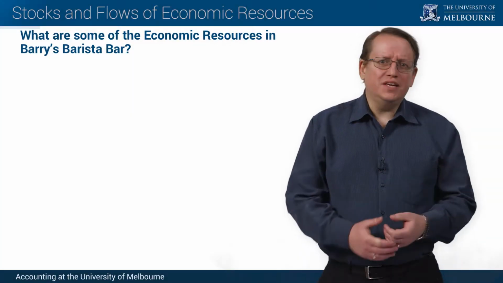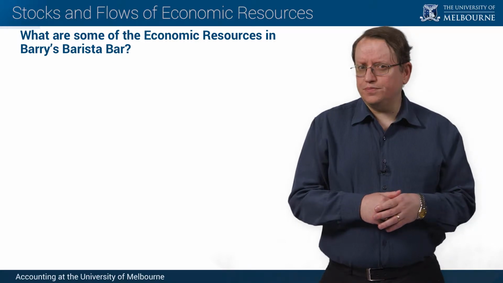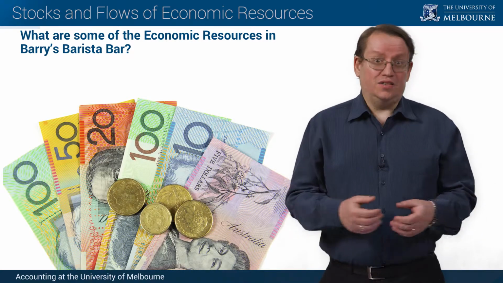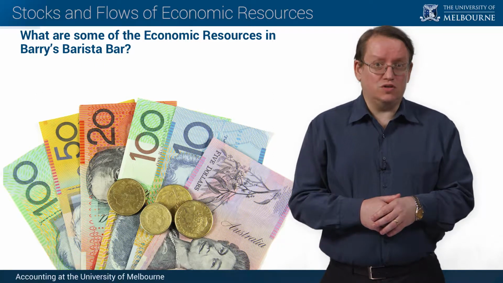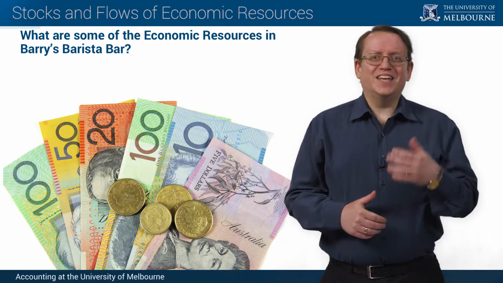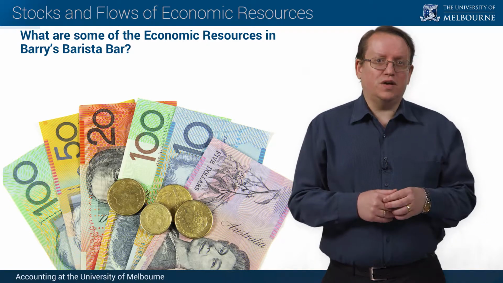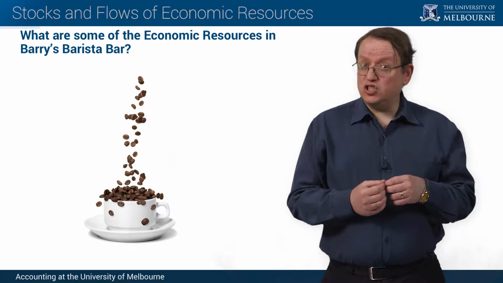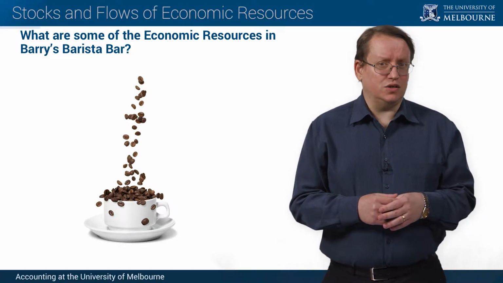So what are some of the economic resources at BBB that accrual accounting seeks to describe? Obviously there's cash. The cash in the shop's register and bank account are examples of stocks of economic resources. The cash that a customer pays to purchase a coffee is an example of a flow. Similarly, we have the stocks and flows of the ingredients that Barry uses to make his great tasting coffee.